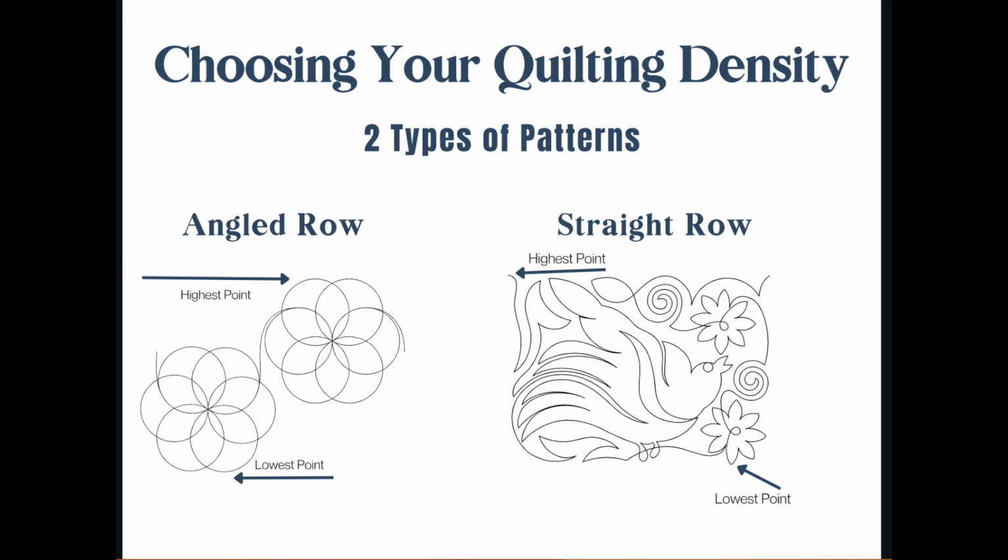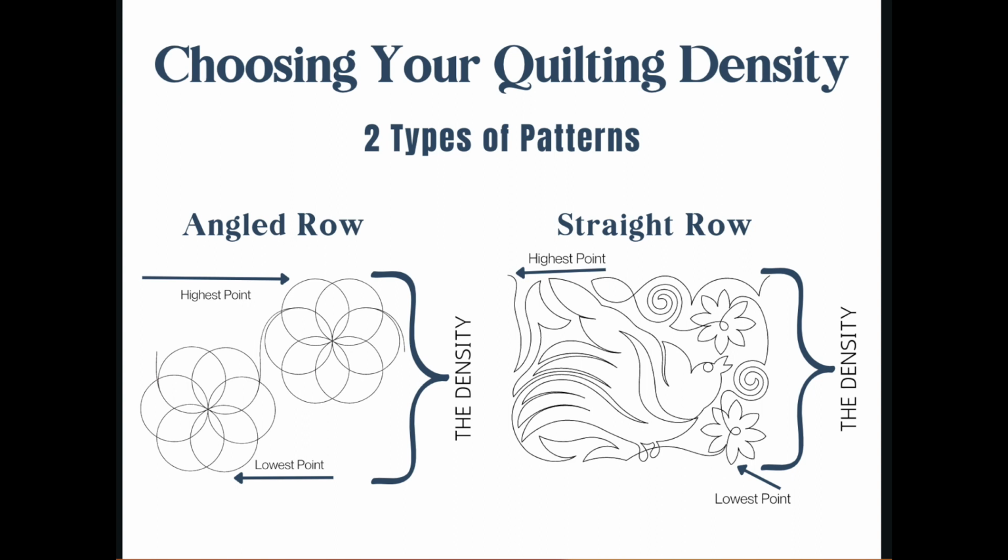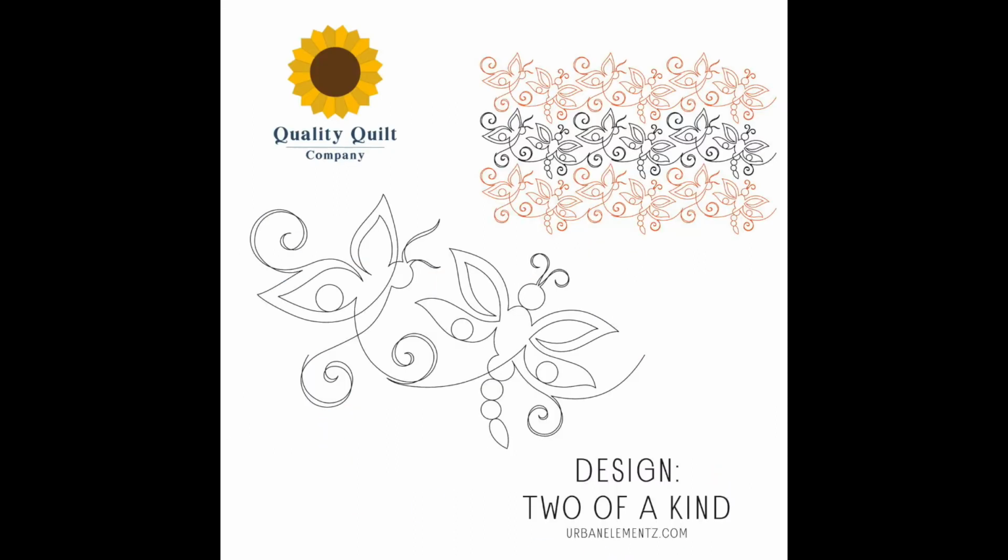Okay, so the highest point on the straight row is right here, and this is the lowest. On the angled, it would be here, and it would be right here. Now, this is where we're going to see the density. So the density is from the highest point to the lowest point on the particular row that you're looking at. So when you look at my designs, you will see each row is separated out, and then on the top right corner, you'll also see it repeating, so you can see what it would look like. Okay, this is the density.